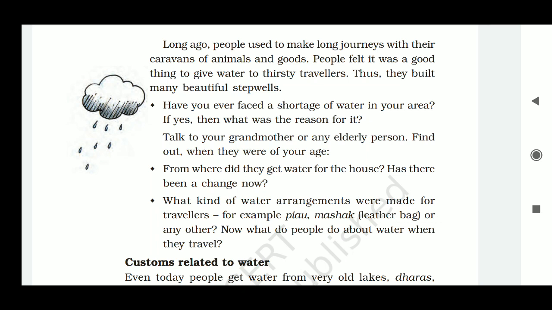So long ago, people used to make long journeys with their caravans of animals and goods. So people felt it was a good thing to give water to thirsty travelers.